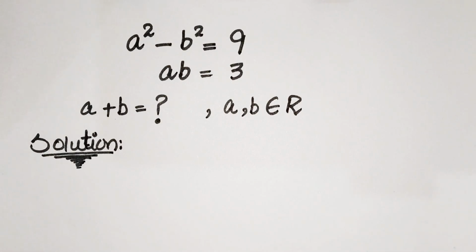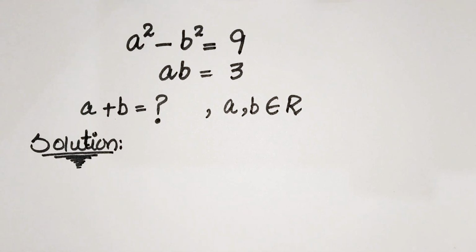So today we have a nice Olympiad question: a squared minus b squared is equal to 9. So it is our equation 1, and a times b is equal to 3. So it is our equation 2. Here we have to find the value of a plus b. Here a and b are elements of the real numbers.